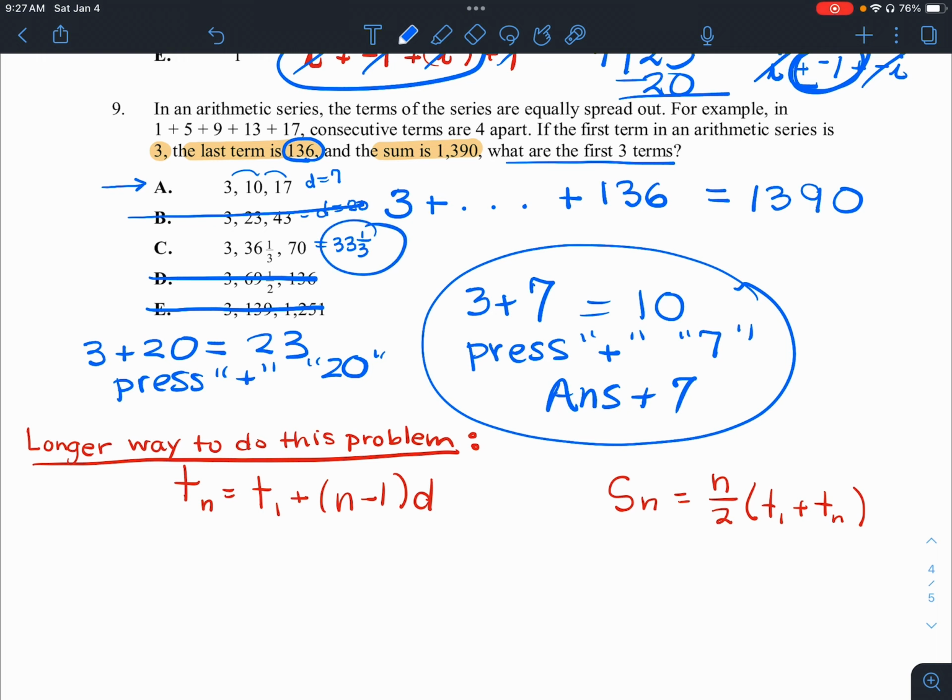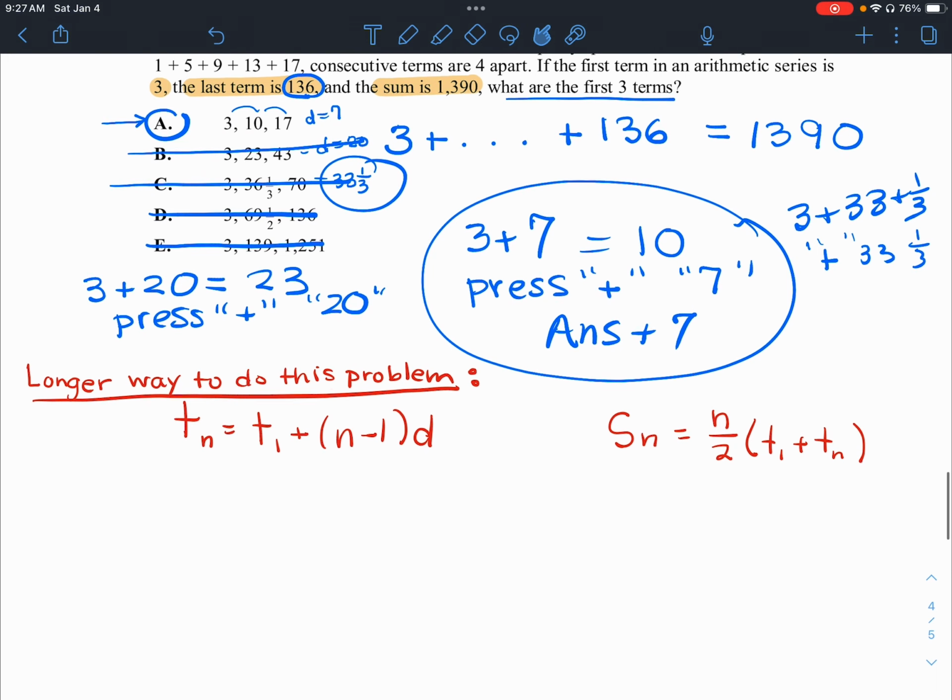Let's try the same thing with C. Now, this is a little trickier because the common difference is 33 1/3. I want you to type in 3 plus 33 plus 1/3. Hit enter. Okay, then hit plus 33 plus 1/3 again, and then enter, enter, enter, enter, enter, and see if you see 136. If you do that, I do not think that you will see 136. The only possible answer then is letter A. Okay, that's just a faster way of doing that on the calculator.